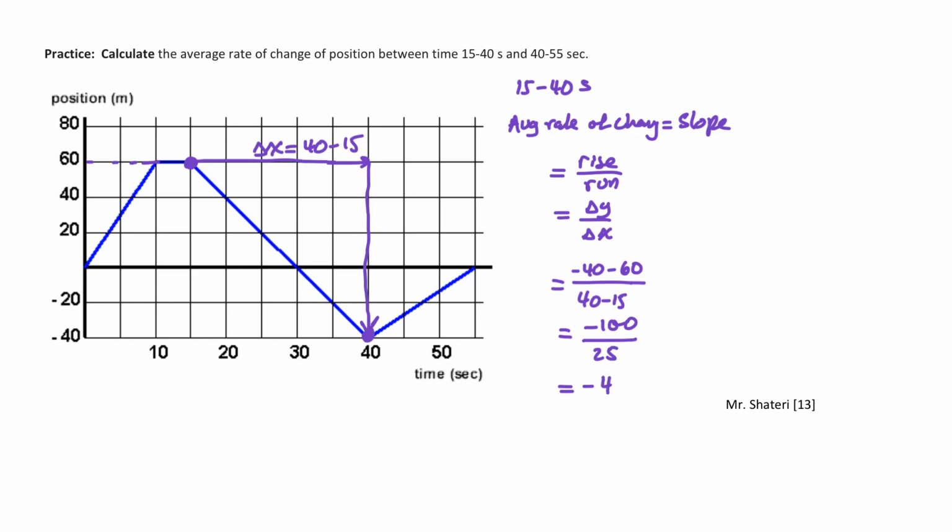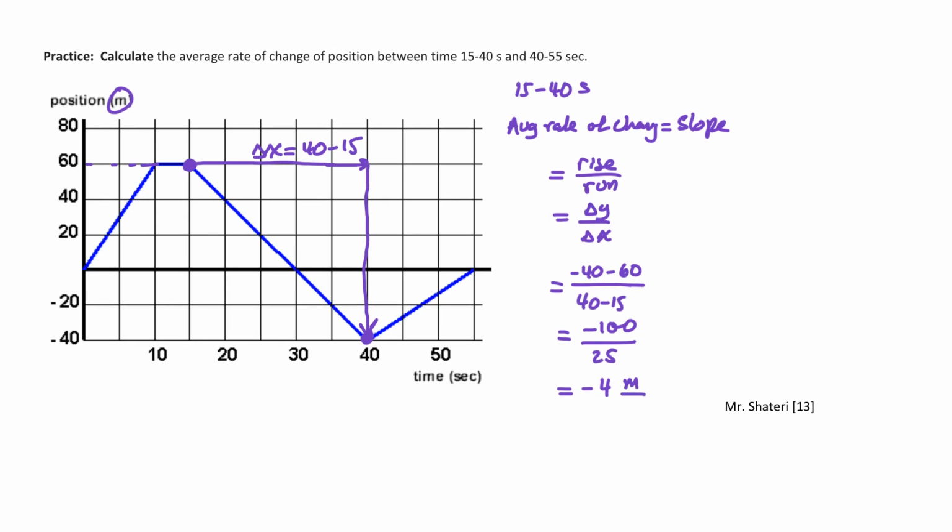And my units for y is meters, and I'm dividing that by seconds, so that's going to be my units, or negative 4 meters second to the negative 1. So both ways are acceptable. Finally, for the last one, it says rate of change for 40 to 55 seconds.